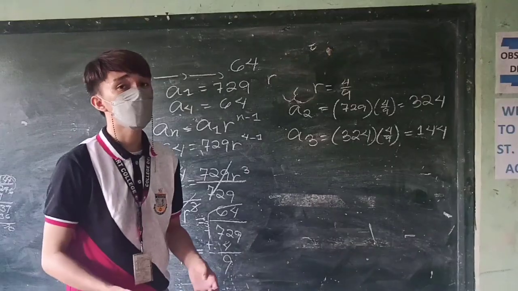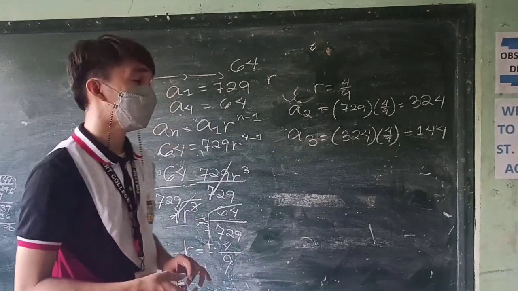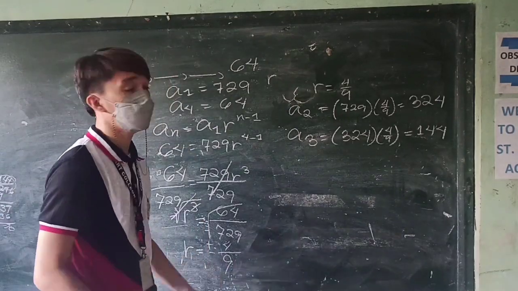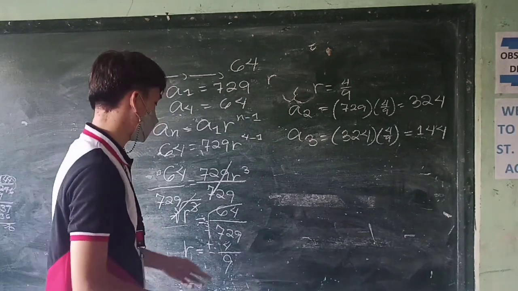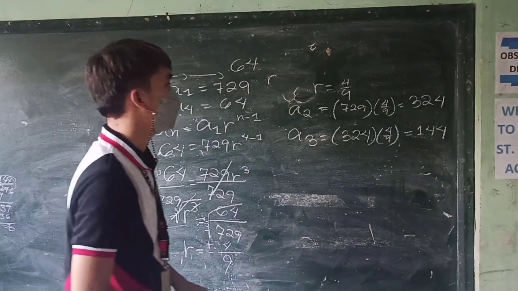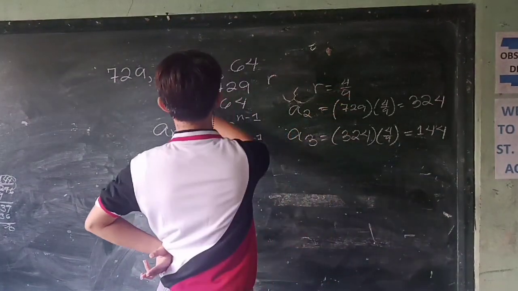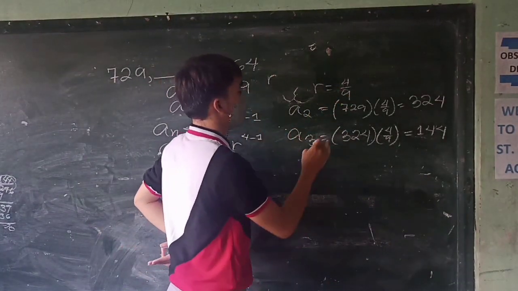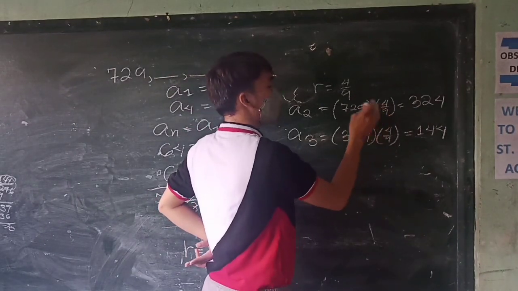Since our given terms are positive, it is better for us to use the positive common ratio for uniformity. So, okay, class? We are going to use the positive common ratio. So we have common ratio equal to 4/9. We are looking for the second and the third term. So 729, that's the first term, times 4/9.